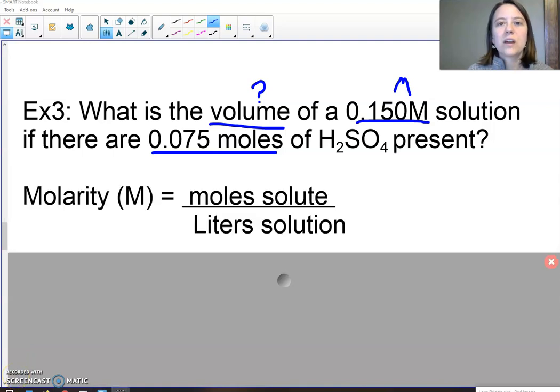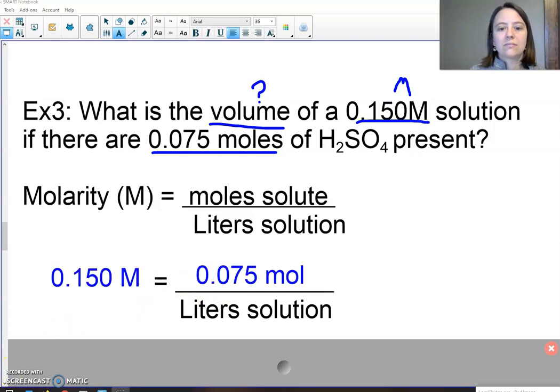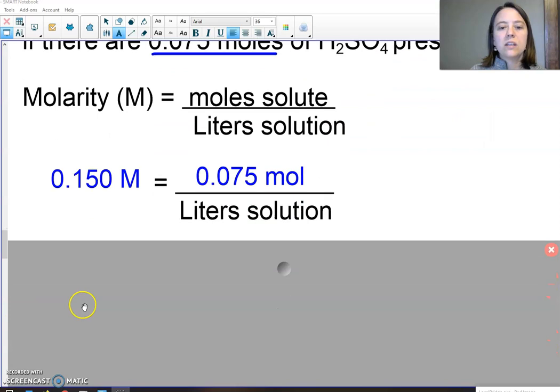So you may have guessed the first step is to write the equation. Molarity equals moles of solute over liters of solution. And then the next step is to sub in our numbers. So we have 0.150 molar equals our moles of solute, 0.075 moles, over liters. Well, we've subbed in our numbers, and now we're trying to solve for liters.